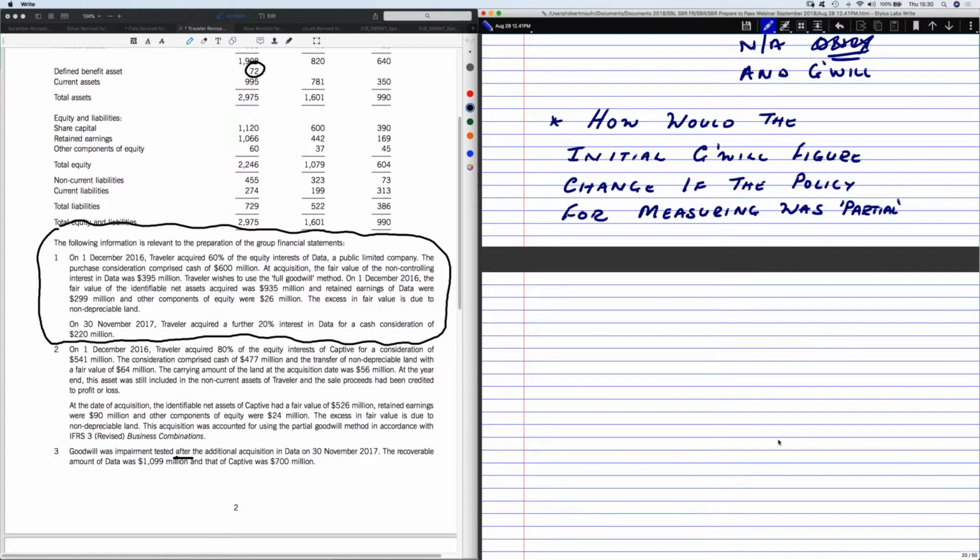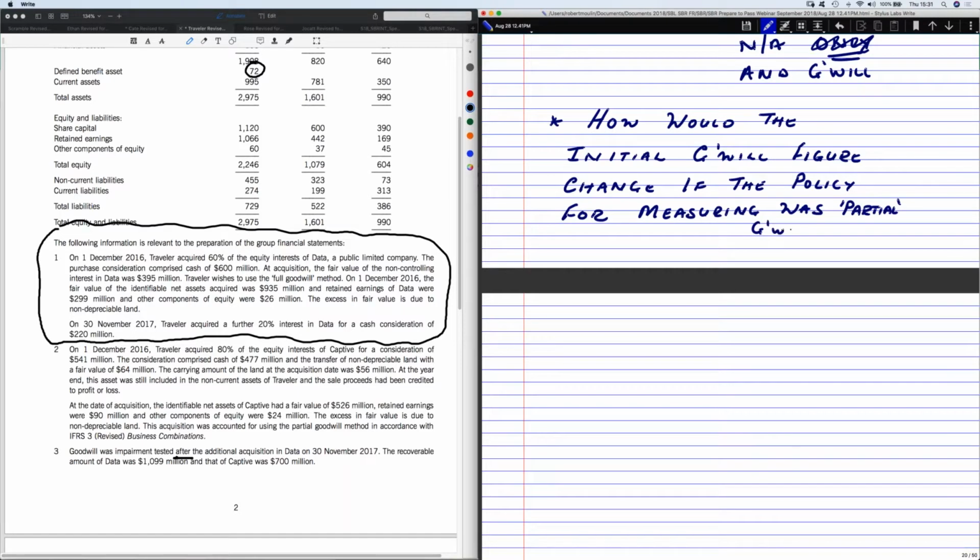I don't want you to do this now, please. I want you to think about this overnight. How would the initial goodwill figure change if the policy for measuring the goodwill was partial? Does that question make sense, everybody? I know I've made a bit of a hash of writing it down for you, but does that question make sense? Okay.